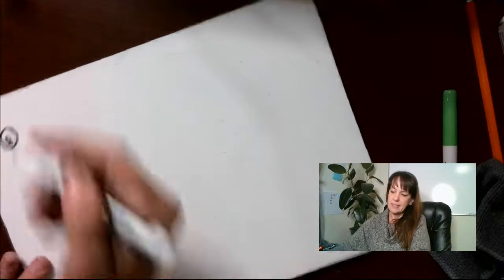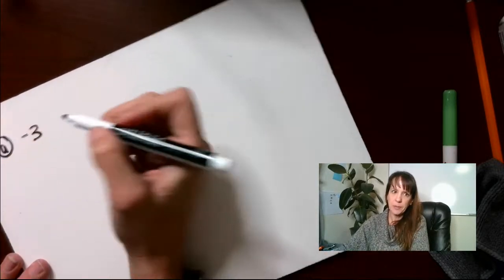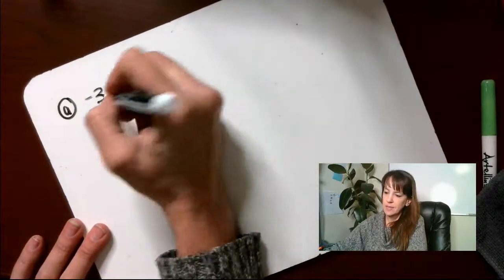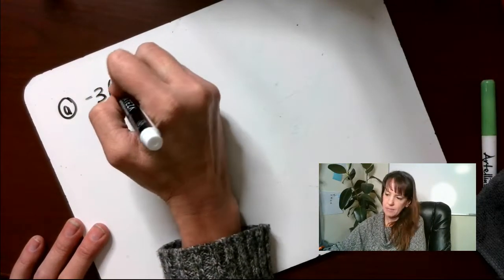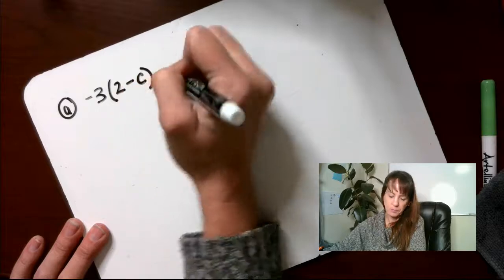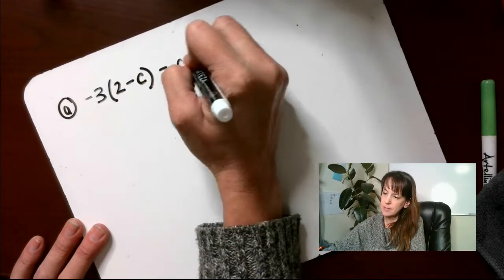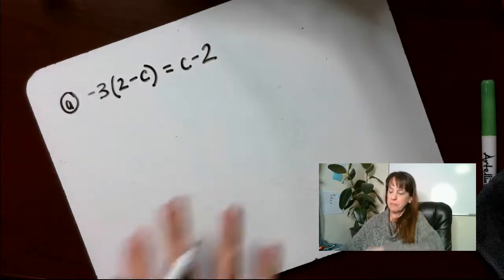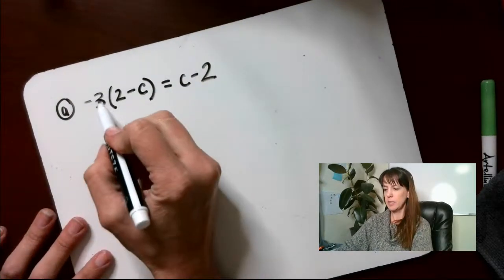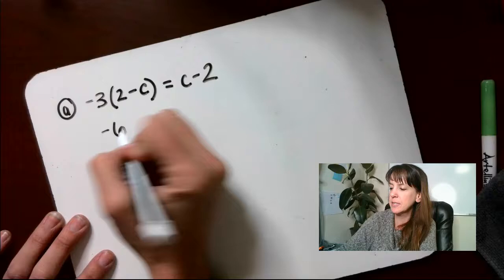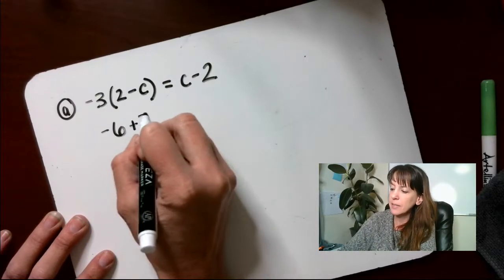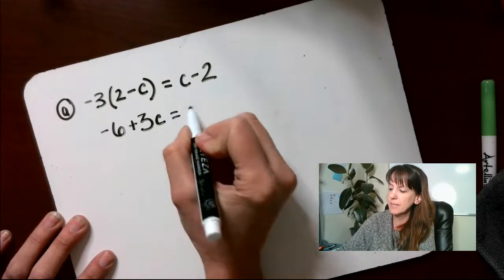So A is negative 3 quantity 2 minus C equals C minus 2. Okay, so let's start with this guy. Give this a shot. So we're going to distribute that negative 3, so we get negative 6. Now, negative 3 times negative C is going to give me positive 3C equals C minus 2.